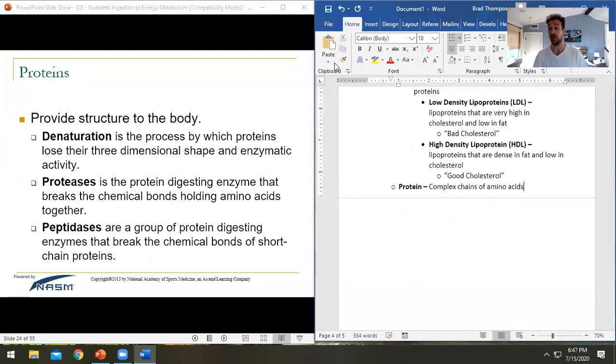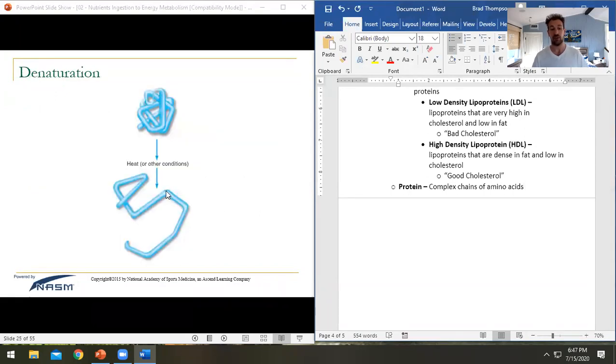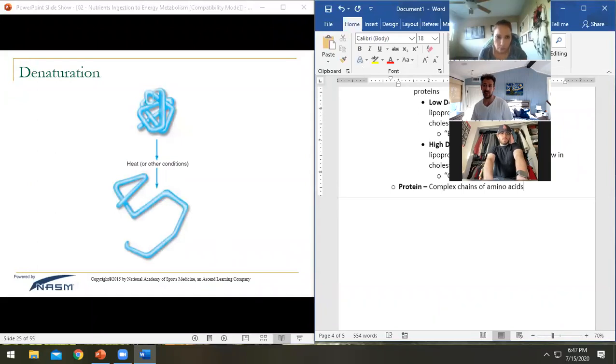Now you are going to have some other enzymes in there as well, things like proteases and peptidases, and those are going to help break down those amino acid bonds. But this is what's happening when you denature a protein. It doesn't have to be enzymes, by the way. You can also do this by superheating things.